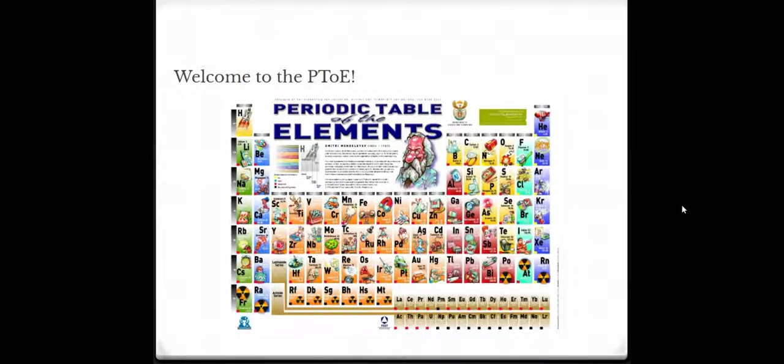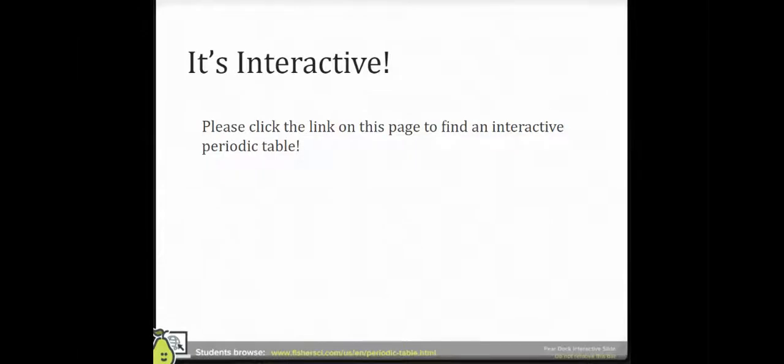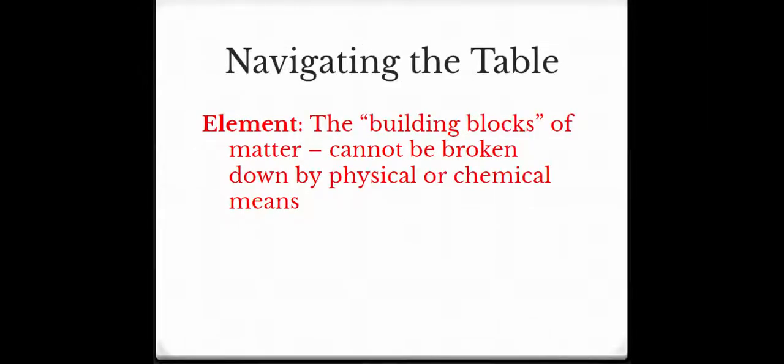All right, so now that we've had a preview of what it's like to sort things, let's talk about how the periodic table of elements is sorted. First, we need to understand what the periodic table is showing us. And what it's showing us are elements. There are 118 of them thus far that we've discovered. And elements are essentially the building blocks of matter. They cannot be broken down by physical or chemical means.